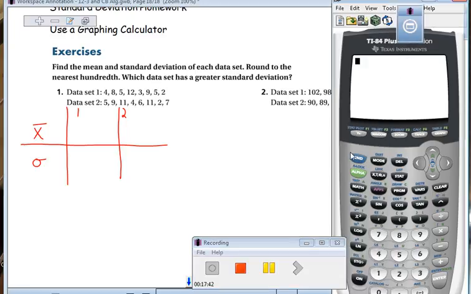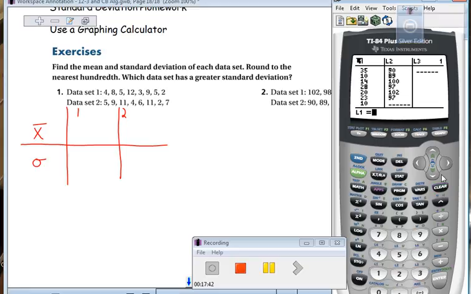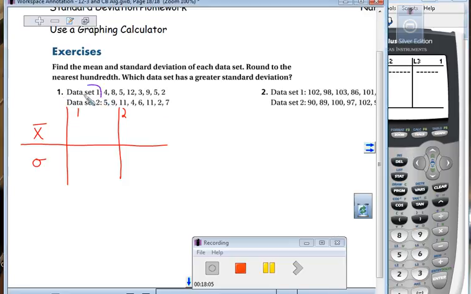I'm going to hit Stat, Edit, and I need to clear out a list. I'm going to clear out both lists. I'm hitting Clear, Enter. Go over, hit Clear, Enter. And I'm going to enter both data sets in at the same time. So for data set number 1, make sure you notice that this is set number 1, so don't include the 1 in there, and this is data set number 2.